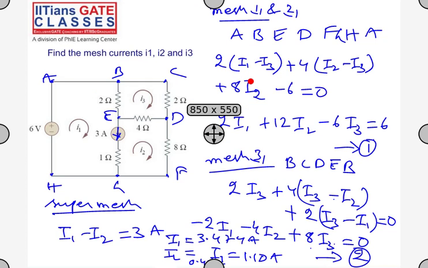Similarly for this question also, the third mesh, 2 plus 4 plus 2 is 8. So directly 8I3. The common one between first and second is 2, minus 2I1, and minus 4I2 is equal to 0. So you can do it that way.